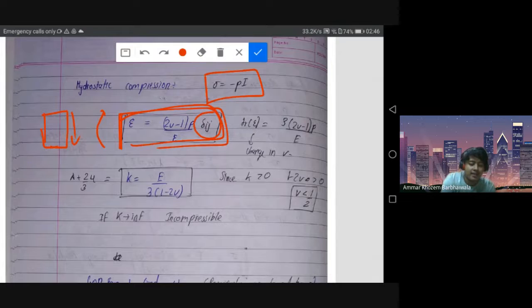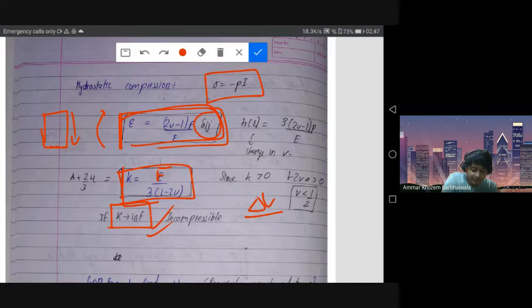In this case we can also define the bulk modulus, and we know this formula for bulk modulus: K is equal to Young's modulus upon 3 times (1 minus 2 nu). We obviously know that if the bulk modulus is infinite, then the fluid is incompressible. The bulk modulus is also defined as delta V upon V times delta P. It's basically the change in volume per unit pressure.